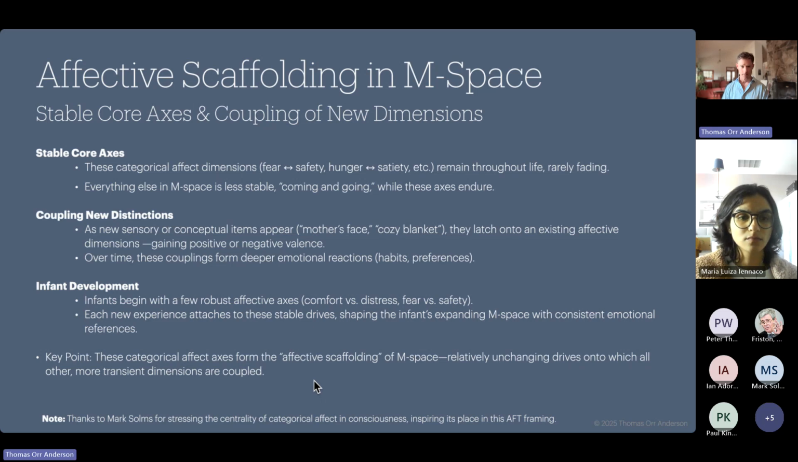So as new conceptual items appear, like the mother's face or a cozy blanket, they couple onto these existing affective dimensions. So the idea being here that M space is this dynamical, constantly changing space where dimensions come and go, except these core affective dimensions, which I believe, and hopefully Mark Soames will correct me if I'm wrong or improve upon this, provide a foundational structural framework for this M space in which our conscious attentional dynamics take place. So I'm not going to say more about it because I think this will work much better in the discussion.